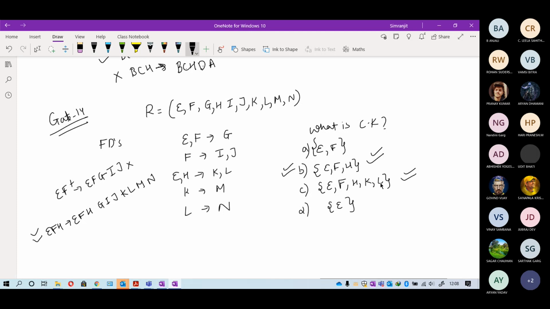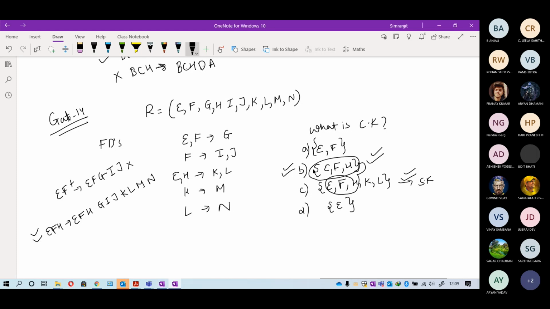Now, but it is not a candidate key, it is a super key, because EFH is a candidate key, and if you add anything with EFH, it will become a super key. So that is why this question is very important, to know the difference between a candidate key and a super key. Okay. So again, if anybody has any doubt till now, just let me know.